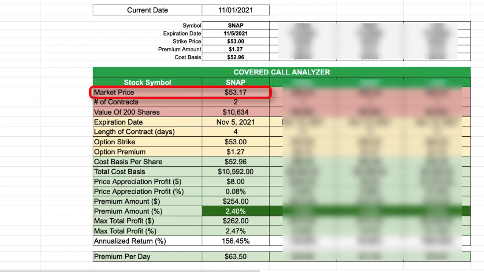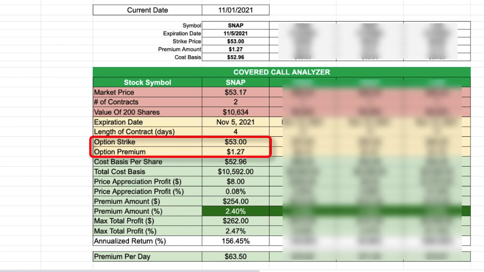And on the expiration date, this stock closed at $53.17 per share. Now, because I had 2 contracts in play, there was a total of 200 shares, and the total value of these shares at the time of expiration was $10,634. And with a November 5th, 2021 expiration date, that made the length of this option contract 4 days.